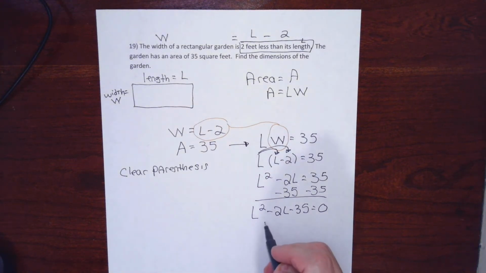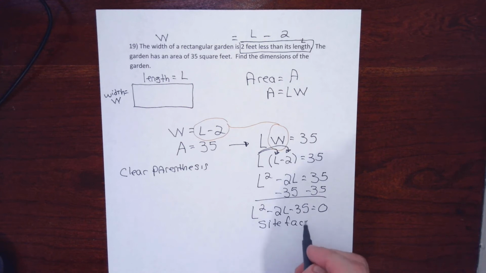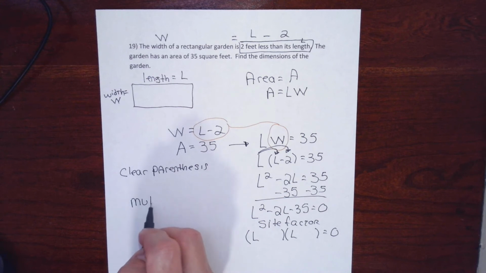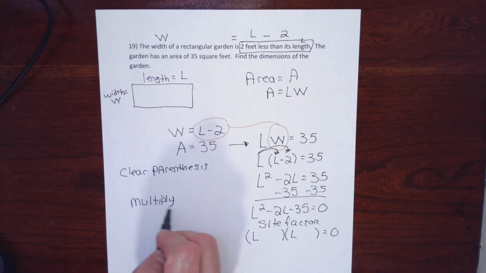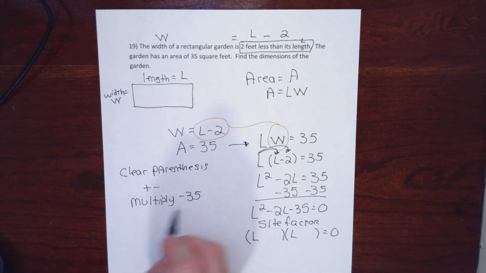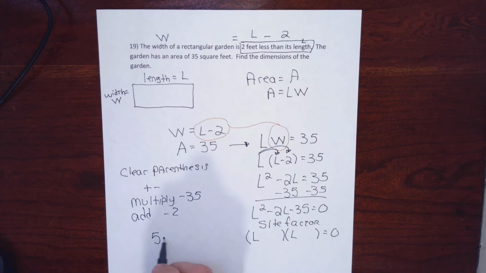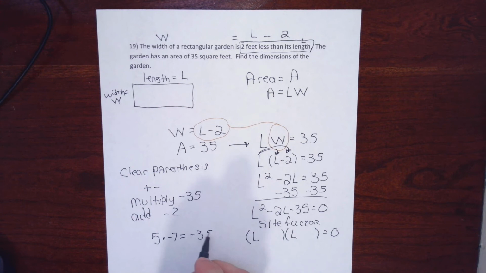I'm going to sight factor, because there isn't a number in front of the squared term. I don't need to do the side work so much. I'm going to split the L squared evenly into the first positions, and the numbers I need to fill in after those L's need to be plus and minus, they need to multiply to negative 35, and they need to add to negative 2. That's going to be positive 5 and negative 7, because if you multiply 5 and negative 7, you get negative 35.